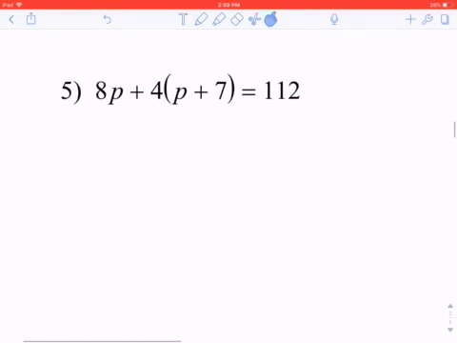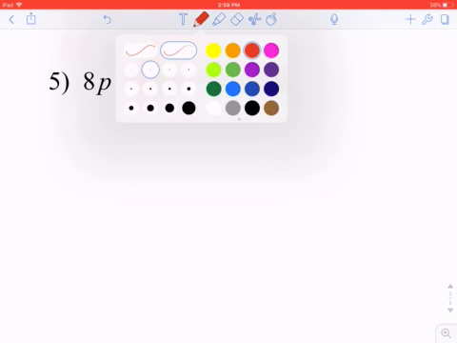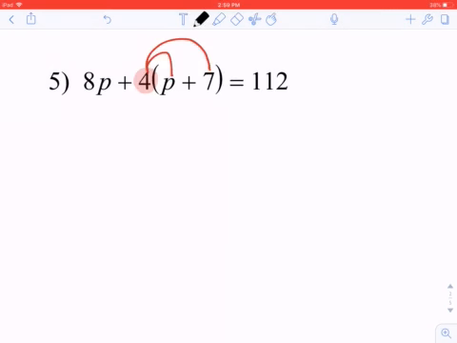Number 5, we are upping the complexity of these problems. And the first thing we see is that 4 is multiplying to p plus 7. 4 times the quantity p plus 7. 4 times p will give us 4p, and 4 times 7 will give us positive 28.